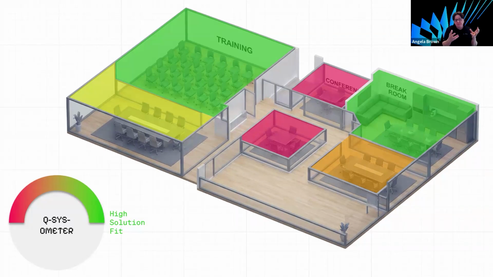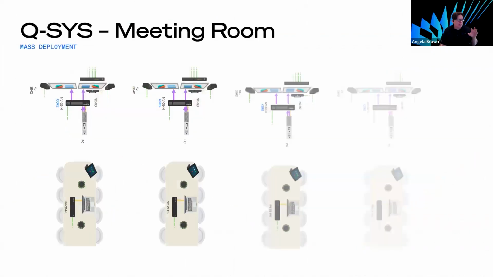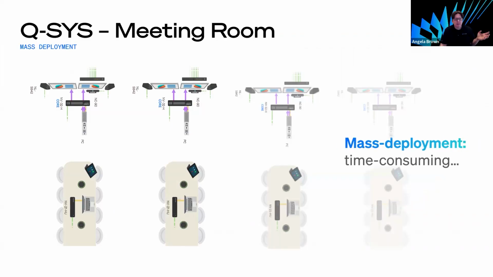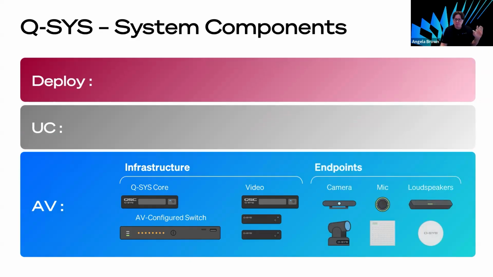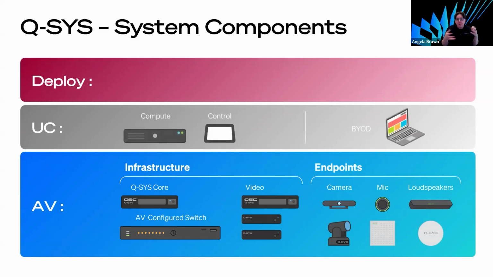And we really haven't had a lot of good success, or haven't had good fits, in those smaller rooms. If you take what we've been doing in the bigger rooms, the training rooms and the event spaces, and apply that to a smaller room, look at all the gear that you've got in here. We have infrastructure: a core, video endpoints, a network switch. We've got all of the endpoints that are our peripherals: cameras, microphones, loudspeakers, third-party devices, lighting controllers. You've got whatever you're using for conferencing.